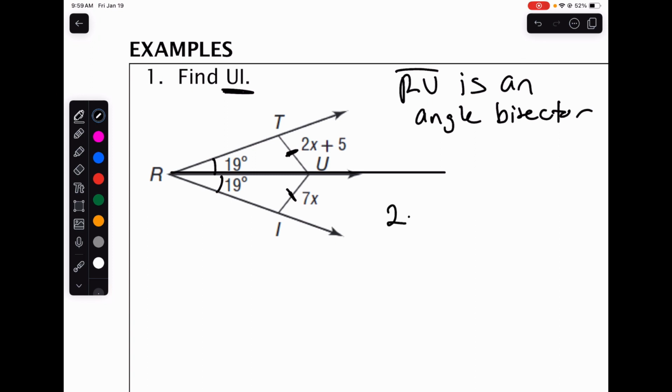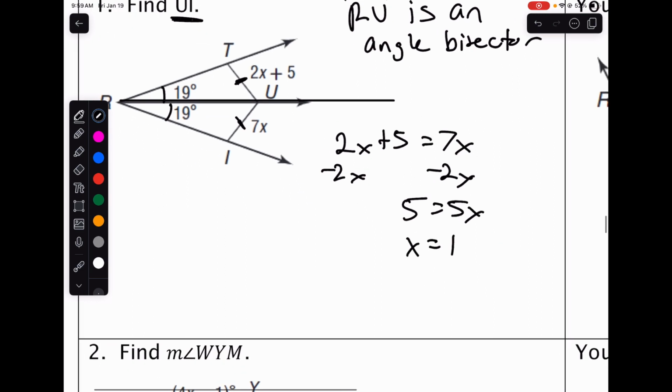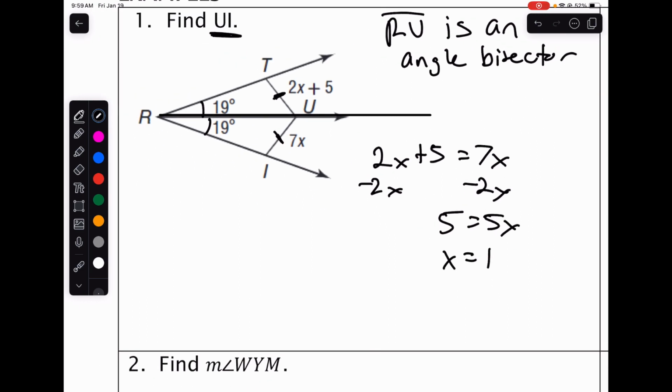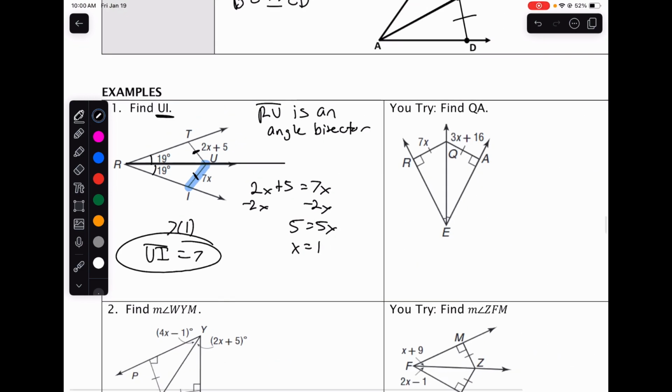So we can say 2x plus 5 is equal to 7x. We subtract 2x from both sides. We get that 5 is equal to 5x, and x is going to be equal to 1. And they want us to find the measure of UI. So we just have to plug that in. 7 times 1, we get that UI is equal to 7. All right.